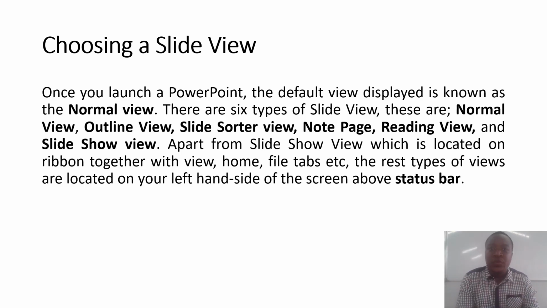Apart from slideshow view, which is located on a ribbon together with view, home, file tabs, animation, etc., the rest of the types of views are located on the left hand side of the screen above the status bar.